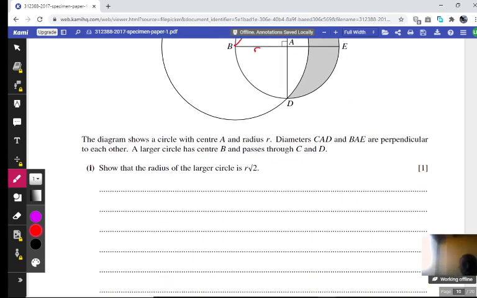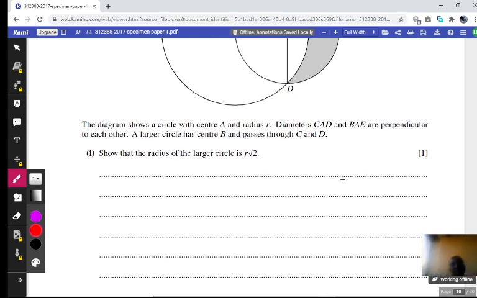Then you can prove, small letter r squared plus r squared is equal to BC squared. r squared plus r squared is equal to 2r squared. So 2r squared is equal to BC squared.